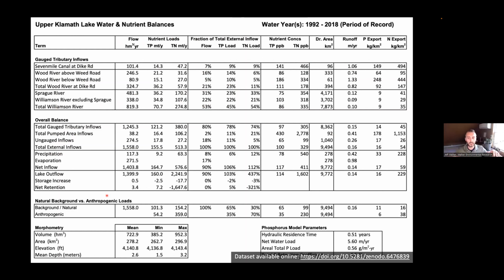So we've got all these terms tabulated over different periods. This is the period of record from 92 through 2018. We also do individual years and multi-year periods. So this is in the report. I also mention that the data set itself is available online to download. Previously, it was in a PDF table in an appendix of the report. So we made it a little more accessible and just uploaded a CSV file that you can download that's got the monthly flows, loads, and concentrations for each term.